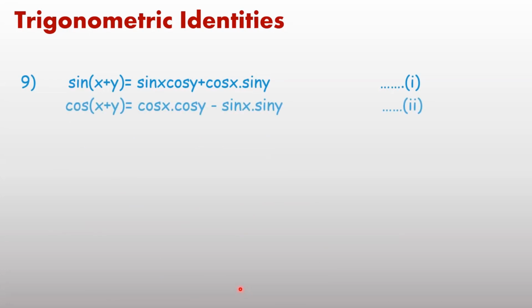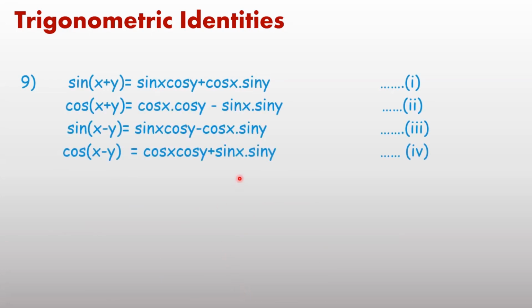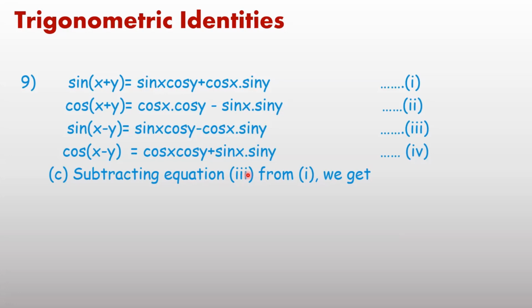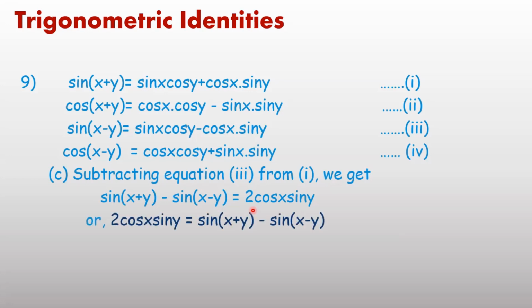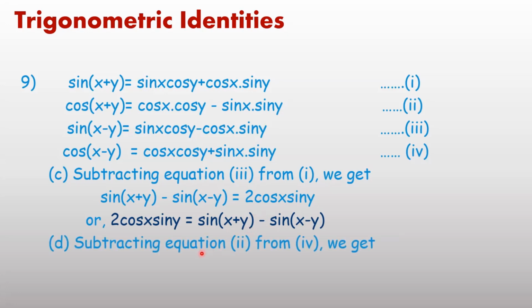Again, from the first four written, if we subtract the third equation from the first, plus and minus cancel out, and cos x sin y plus cos x sin y means sin(x+y) minus sin(x−y) equal to 2 cos x sin y. This is the third identity. And subtract the second from the fourth, then cos(x−y) minus cos(x+y), you will get 2 sin x sin y.